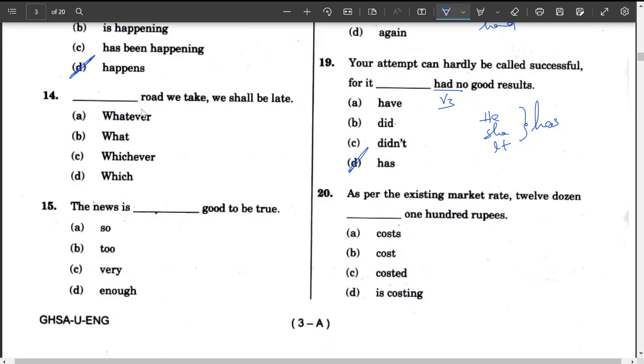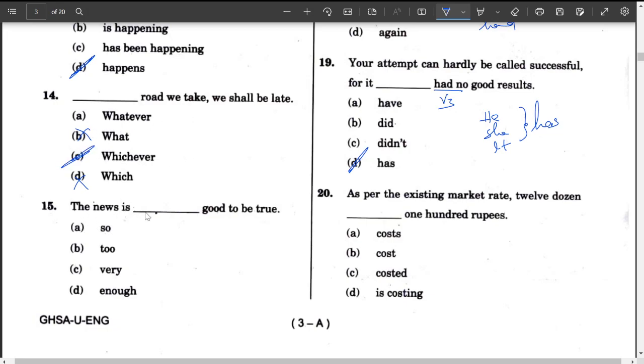Next. Look at the 14 left side. Dash road we take, we shall be late. Whatever the road, what road cannot be used, which road cannot be used, whichever the road. That means we are referring to the alternatives. Okay, road number 2 or road number 1, alternatives, this or this. So in this type of alternatives, we have to go with whichever road.